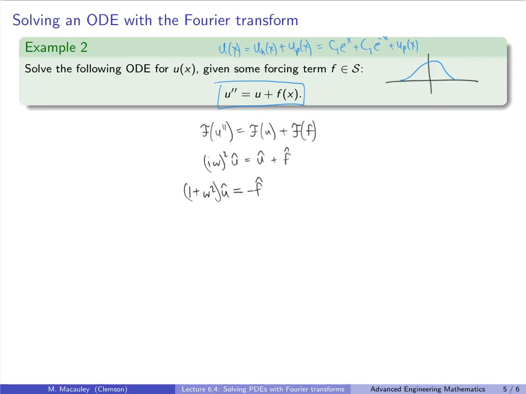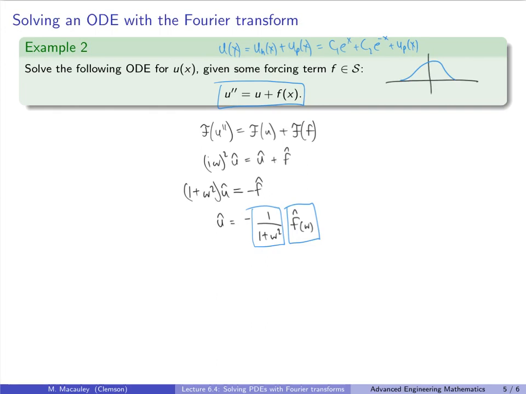Does that look right to you? I think so. Yeah, so now we can solve for û, and we get that û equals negative 1 over 1 plus ω² times f̂. So looking at this, this is where we want to apply the convolution theorem. We have two functions. This is f̂(ω), and we know that the inverse Fourier transform of that is going to be just f, and then the inverse Fourier transform of 1 over 1 plus ω², that's something that we can either compute directly or look up using a table.